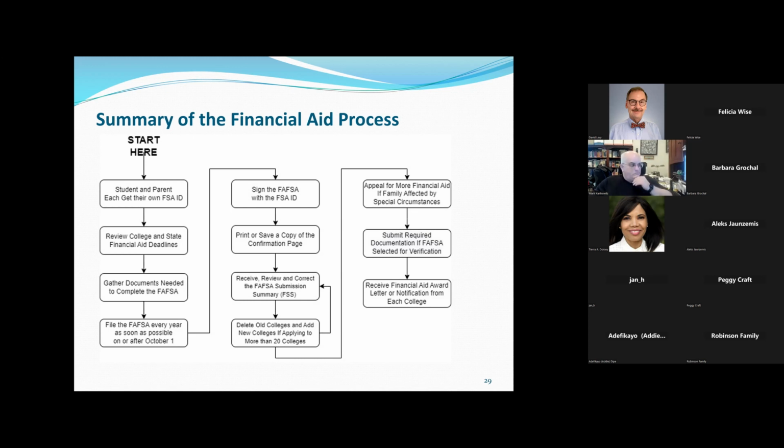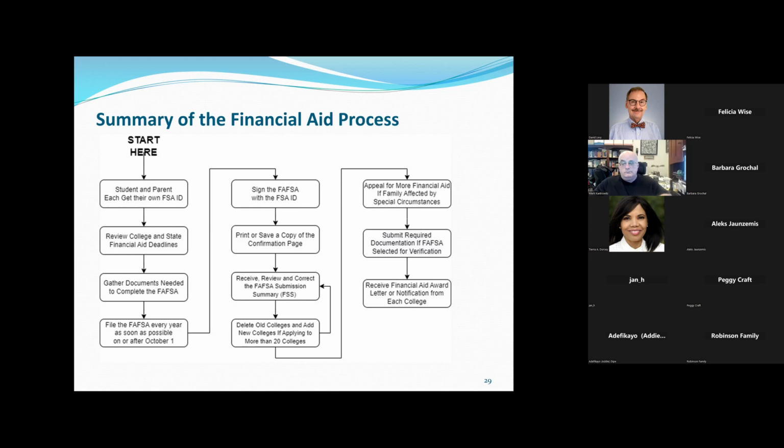Students and families should review college and financial aid deadline dates. Be sure to gather all documents we've listed that are needed to complete the FAFSA. Complete the FAFSA at fafsa.gov. The IRS Direct Data Exchange will transfer information from a person's federal income tax returns into the FAFSA.